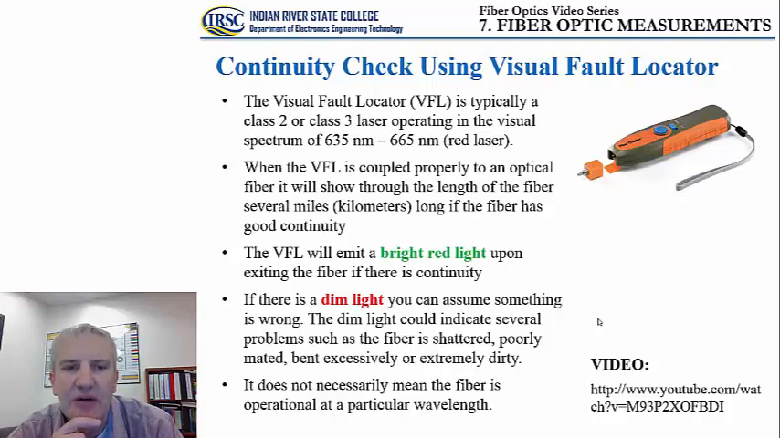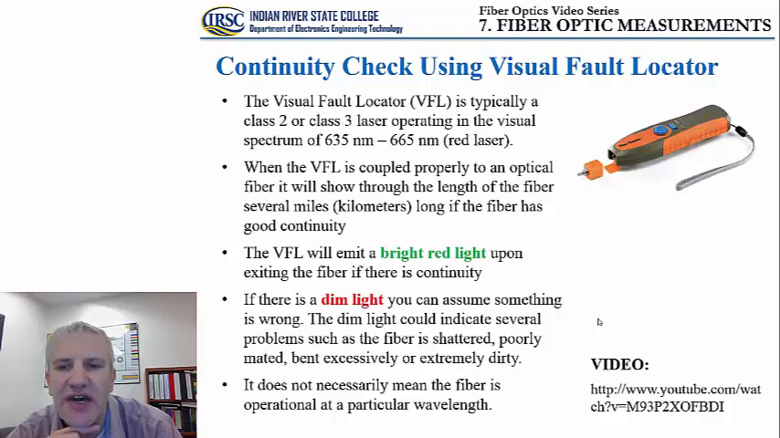So what's basically happening, how this test is performed, you are connecting the visual fault locator to one end of the optical fiber, and by coupling the visual fault locator to an optical fiber and shooting the light from this laser, that light, since it's visible, is going to show through the length of the fiber, several miles or kilometers long, if the fiber has good continuity. In other words, there are no leaks along the cable. So again, the visual fault locator will emit a bright red light upon exiting the fiber if there's continuity.